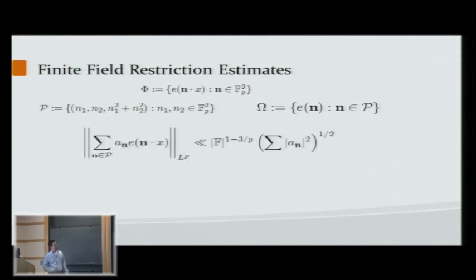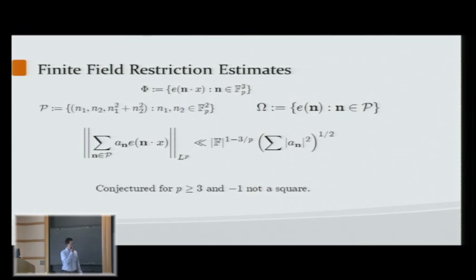And then what you would like to do is prove an LP inequality of the following form. You'd like to prove that the LP norm of any function, so I allow these a_n to be arbitrary, but of course I have an L2 norm of them over here, and I would like to prove an LP inequality of this form right here.